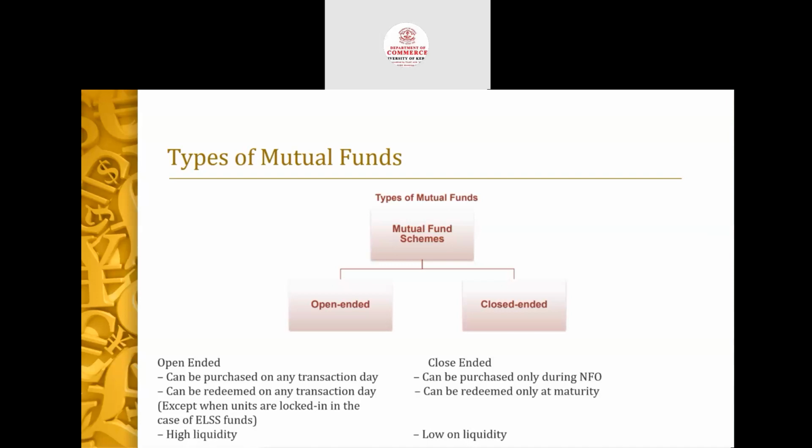In mutual funds, we say new fund offer. In shares, it's very similar to the IPO. So in open-ended, we can purchase on any transaction day, whereas closed-ended mutual funds we can only purchase on the new fund offer. And redemption is a different terminology, because we don't say we sell mutual funds, we redeem mutual funds. Open-ended can be redeemed on any transaction day, whereas in closed-ended schemes, there is a maturity date for units, and they can only be redeemed on those maturity dates.